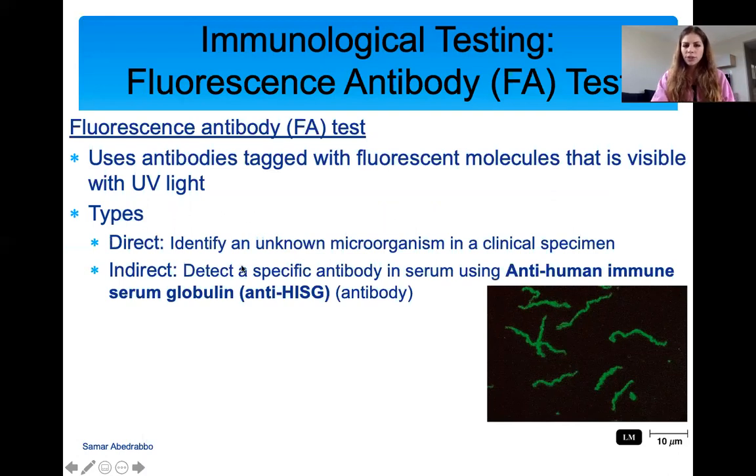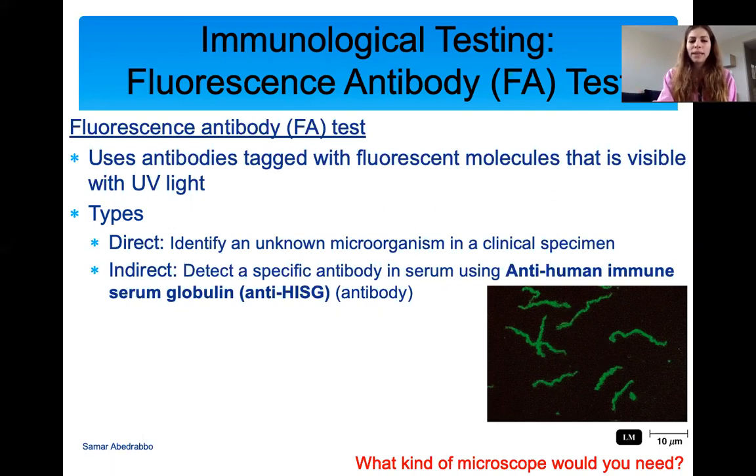There are direct and indirect fluorescence antibody tests. Direct fluorescent antibody tests can detect an unknown organism from a clinical specimen directly. So when you see the antibody with the fluorescence directly bind the antigen, you get fluorescence. That's the direct one. If you use a middleman or another antibody, that's an indirect fluorescence antibody test. And remember, whenever you're looking at fluorescence, you need a fluorescent microscope.